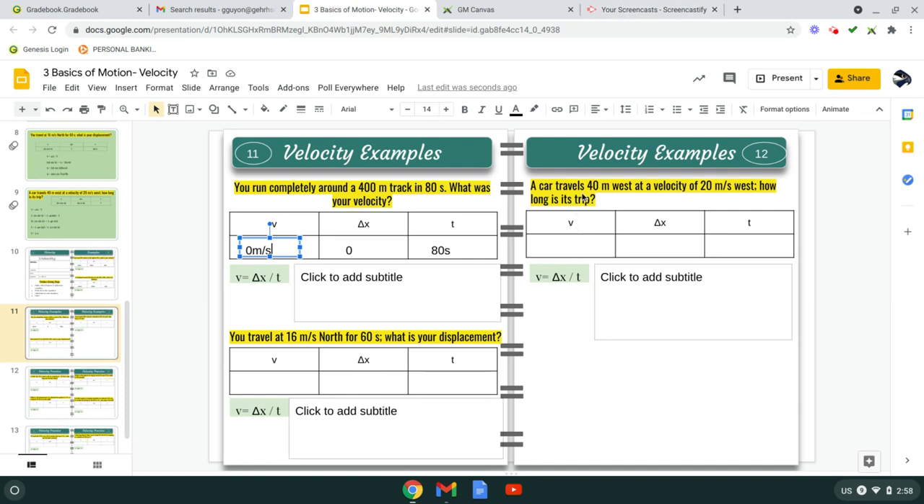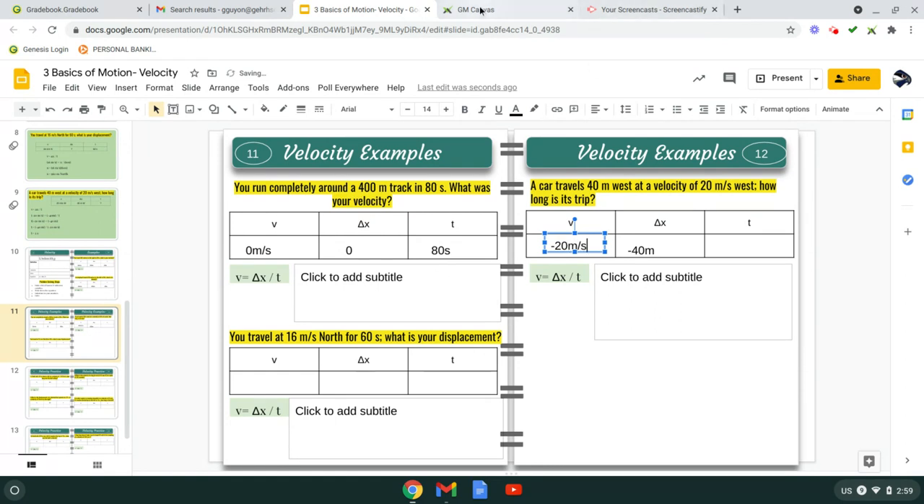And our overall velocity is 0 meters per second. Okay, so now looking at the next example. It says a car travels 40 meters west. That 40 meters is telling us that it's the displacement, and west is telling us that it's negative. So our displacement, our change in x, is negative 40 meters. We don't know what our time is; that's what we want to find. It says how long is the trip, so they want to know how long it takes. But the velocity is 20 meters per second west. Just like with the 40, west is going to make it negative, so we've got negative 20 meters per second.